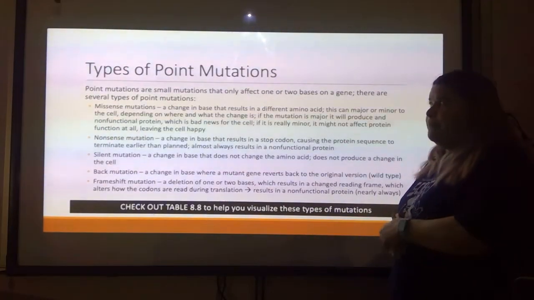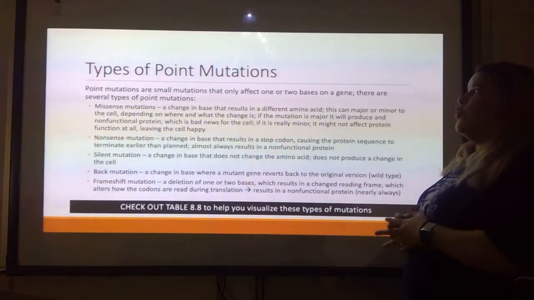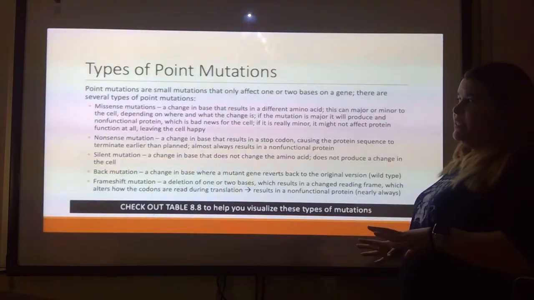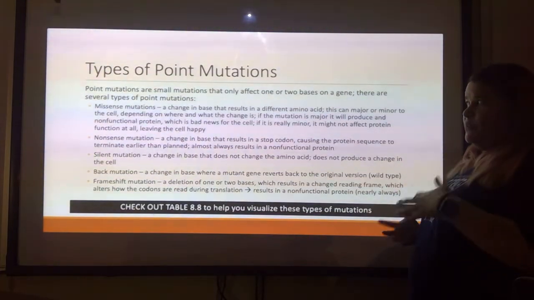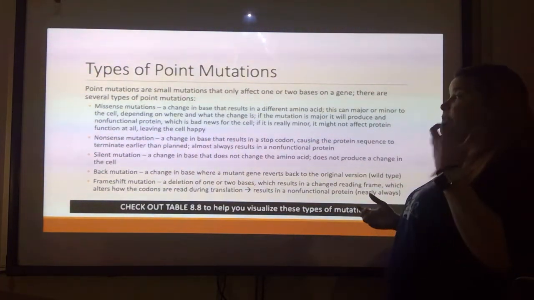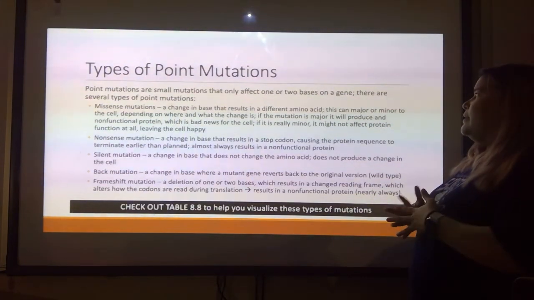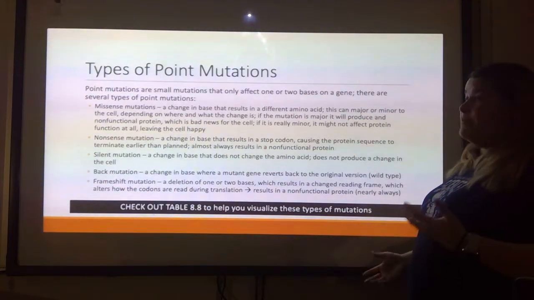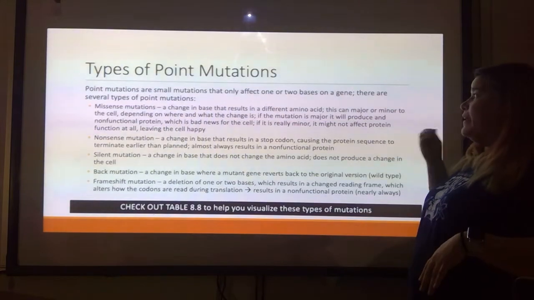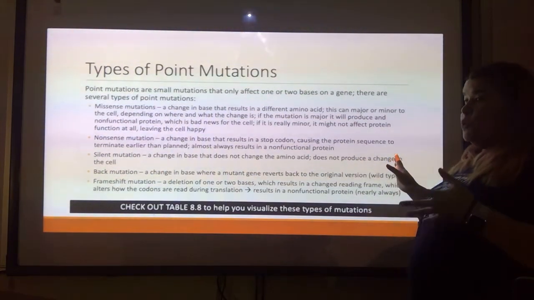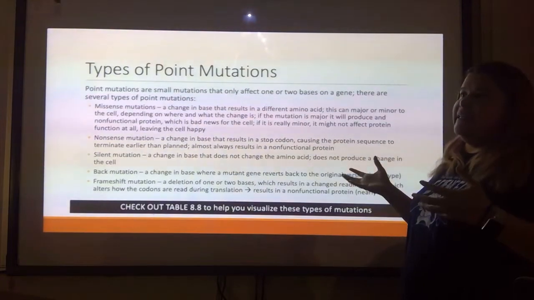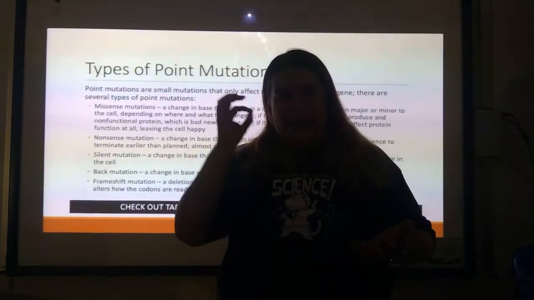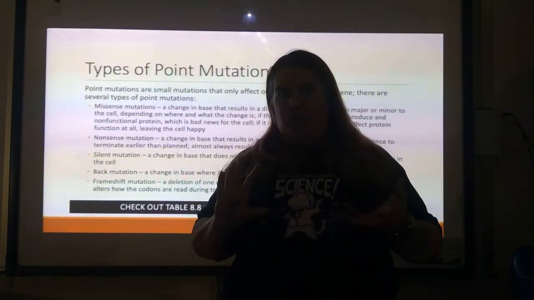Point mutations. Point mutations are small mutations that only affect one or two bases on a gene. There are several types of point mutations. There's a missense mutation. It's a change in a base that results in a different amino acid. This can be major or it can be minor to the cell depending on where it happens, what the change is. If the mutation is major, you get a non-functional protein. I need lactase to digest lactose. And I have this point mutation that causes it to misform.